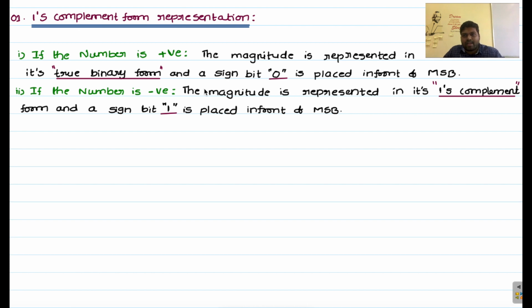Now we will take one example. Represent plus 51 in its ones complement form. Already we know ones complement form is purely applicable from the negative number representation point of view only. But here the given number is plus 51. Our statement is: if the number is positive, the magnitude is represented in its true binary form and a sign bit 0 is placed in front of the most significant bit.